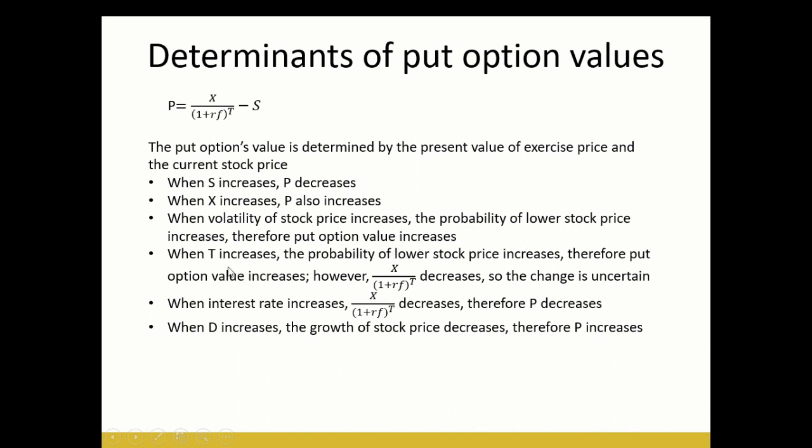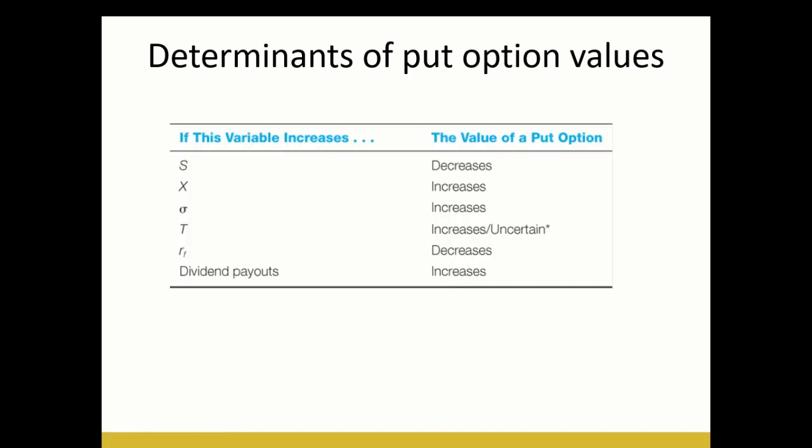Let's look at the T. When T increases, the probability of a lower stock price increases, therefore the put option value increases. However, the X over (1 plus RF) to the power of T decreases. So if we analyze this from the two different angles, the effects are opposite. So we say the change is uncertain.